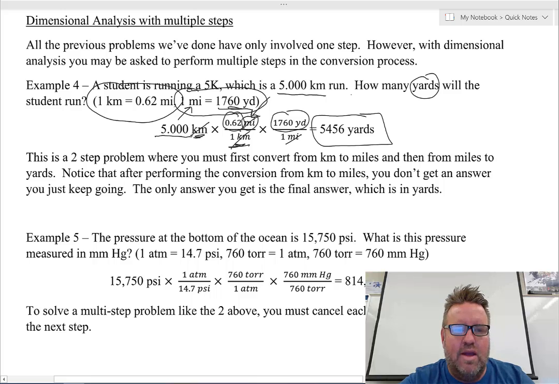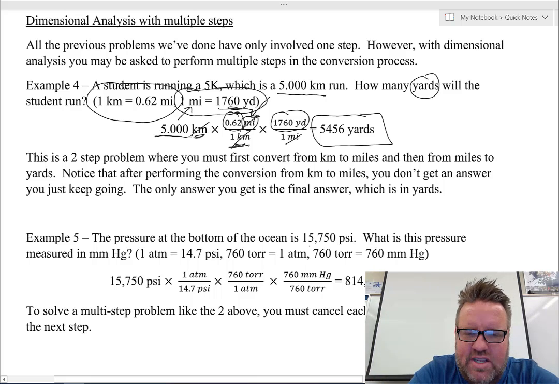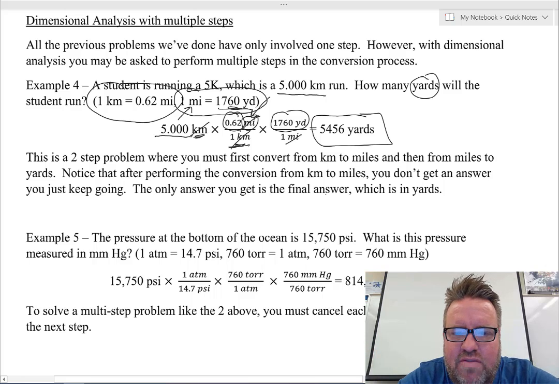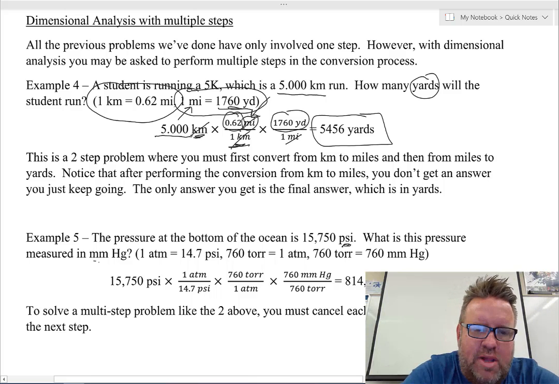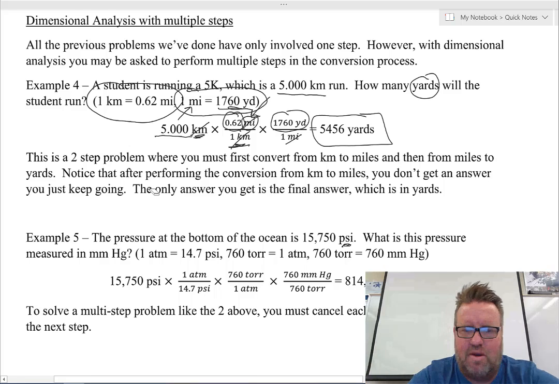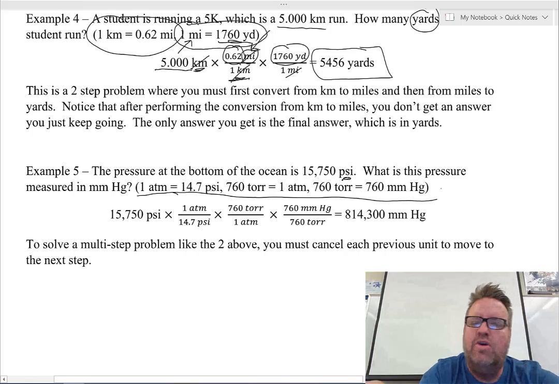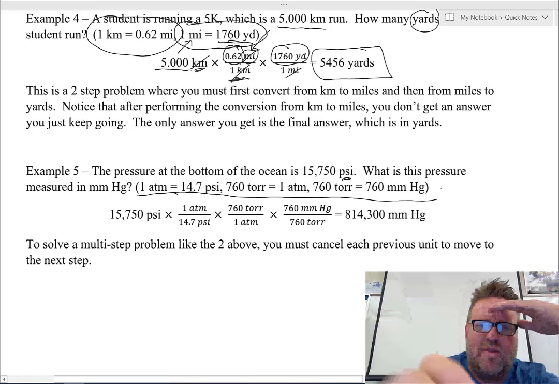Example 5: the pressure at the bottom of the ocean is about 15,750 pounds per square inch. That's what PSI stands for. What is this pressure measured in what's called millimeters of mercury? There's the element mercury right there. So what we've got to do here is, again, just like what we've done. This is a fairly longer one, but they give us all the conversions. We just have to put them in the right spot and in the right order.